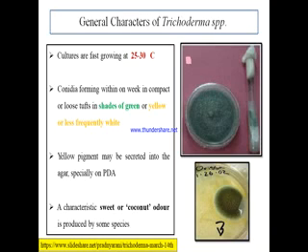Here are some of the general characters. They require 25 to 30 degrees centigrade temperature for fast growing. The conidia form within a week in compact or loose tufts in shades of green or yellow, or less frequently white. Yellow pigment may be secreted into the agar, especially on PDA, that is potato dextrose agar. They have a particular smell which can be described using the words sweet or coconutty odor.